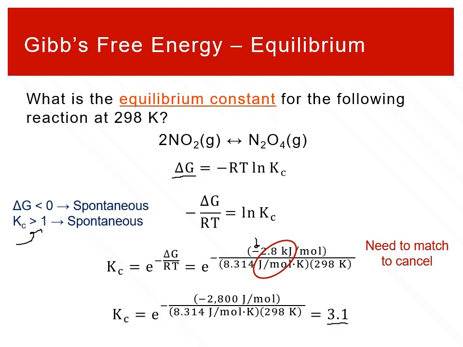One thing you'll note is that the delta G is not huge. It's not very negative, right? Negative 2.8 kilojoules per mole is pretty small, consistent with the fact that this K isn't huge. It's 3. So yes, it's product favored, but it's not very product favored, in much the same way that yes, it's spontaneous, but it's not very, very spontaneous.